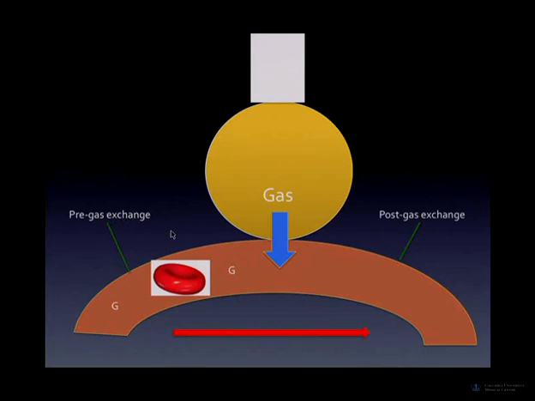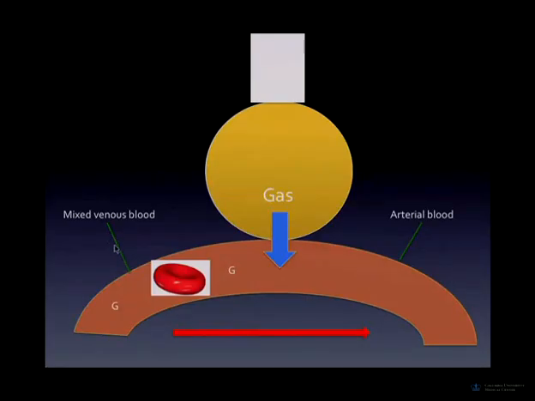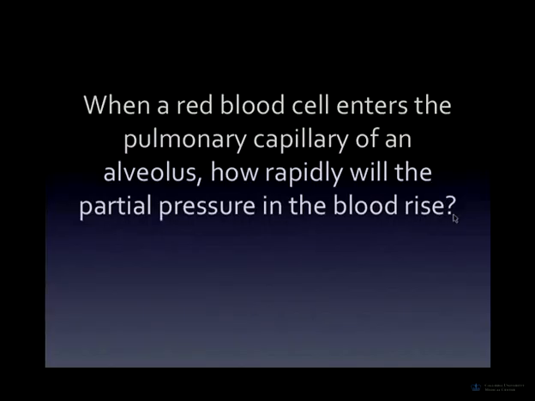At the beginning of the capillary is the blood before gas exchange has occurred, and at the end of the capillary is the blood after gas exchange has occurred. We can also think of this pre-gas exchange blood as mixed venous blood returning from the tissues, and this post-gas exchange blood is arterial blood. So when our red blood cell enters that pulmonary capillary in the region of gas transfer, how rapidly does it take the partial pressure of your gas of interest in the blood to rise?